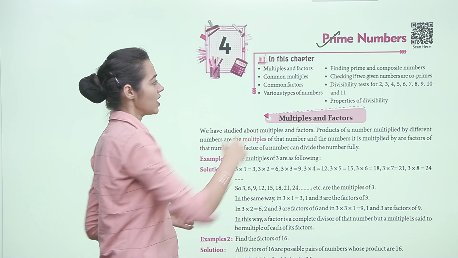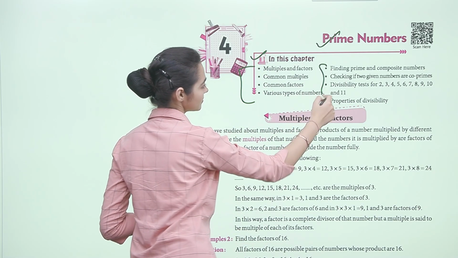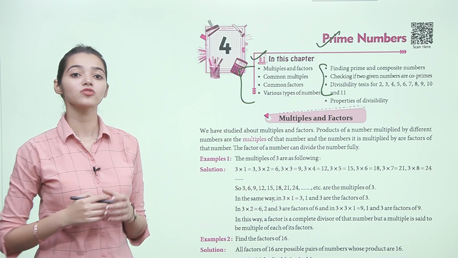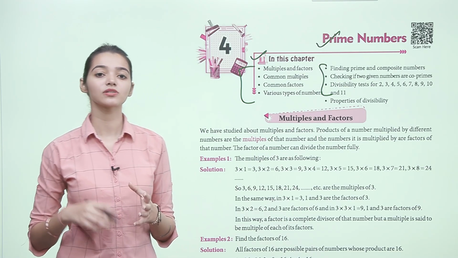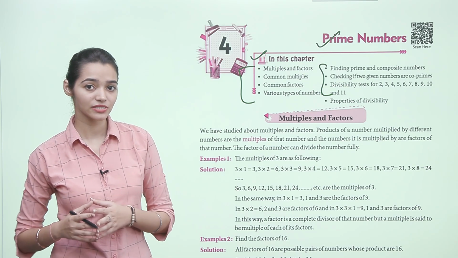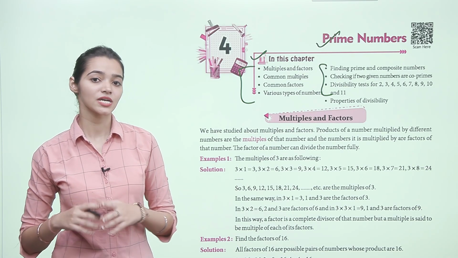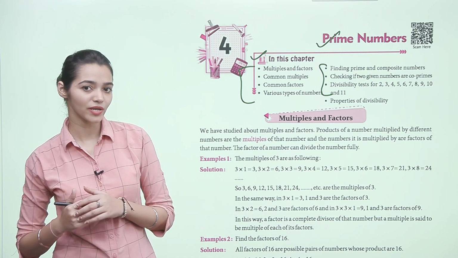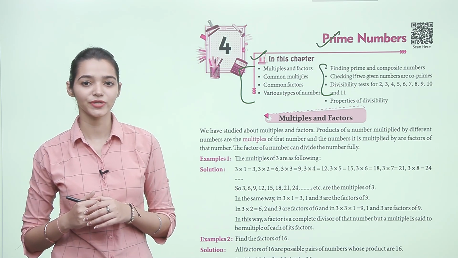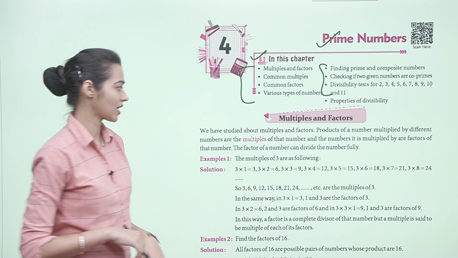Today we'll be learning a very interesting topic, that is prime numbers. In this chapter we will learn about multiples and factors, common multiples, common factors, various types of numbers, finding prime numbers and composite numbers, checking if two given numbers are co-primes, and then divisibility tests and properties of divisibility.